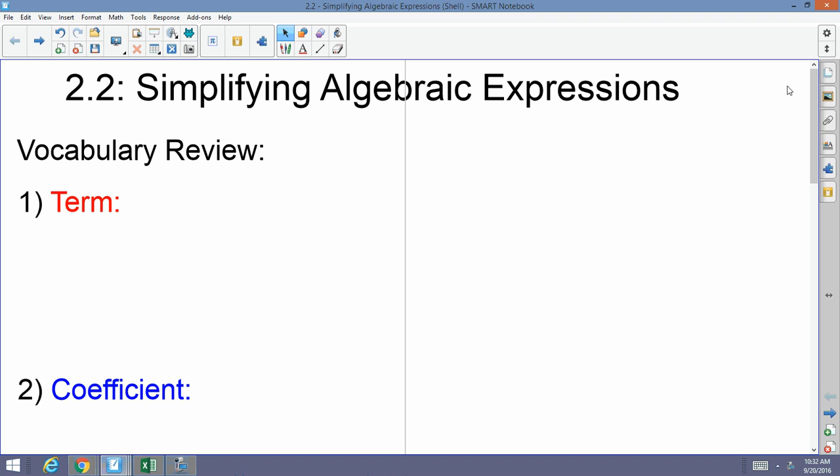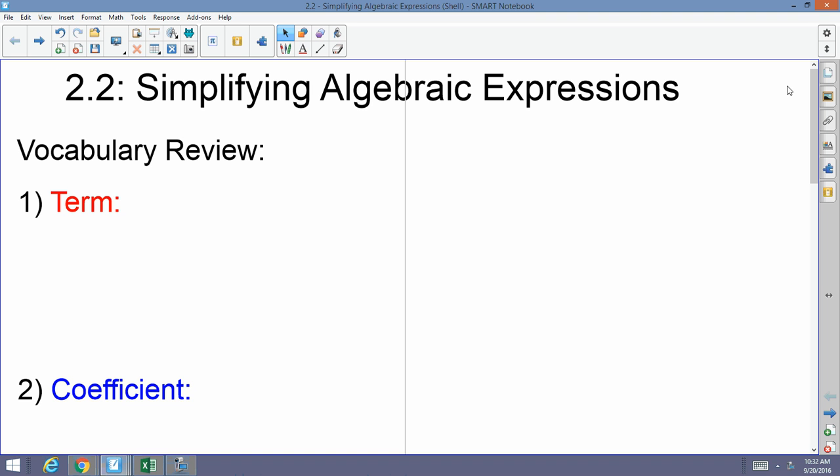Welcome back to Mr. Morrow's Algebra 2 class. Today we're going to continue with Chapter 2. We're going to talk about simplifying algebraic expressions. Now, you may see some vocab here, and you may be thinking, why? What? We learned this already. I know. That's why it's called the vocabulary review. We're going to be working with terms heavily, and like terms today.